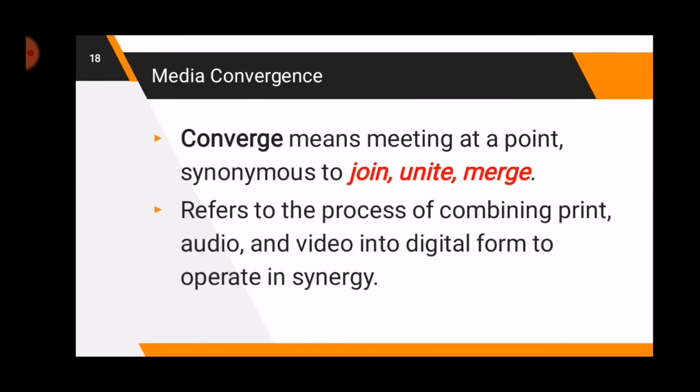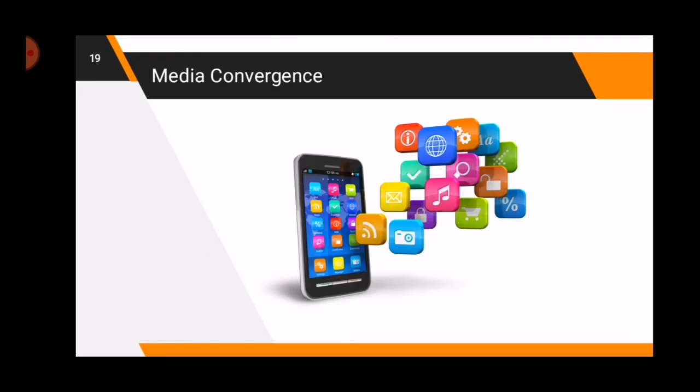So media convergence refers to the process of combining print, audio, and video into digital form to operate in synergy, or pinag-isa sila. Okay. So as we can see now in the picture, there's a mobile phone. This is one of the best examples of media convergence, our cell phone. We can access music, we can access the internet, and we can also watch TV or movies and films on our cell phone. So this is an example of media convergence where we can access different media sources or platforms in one medium.